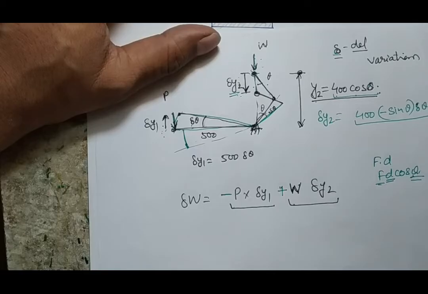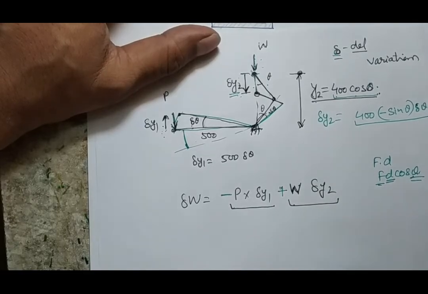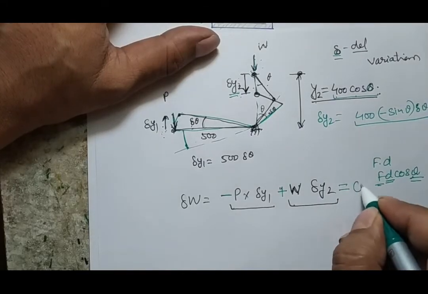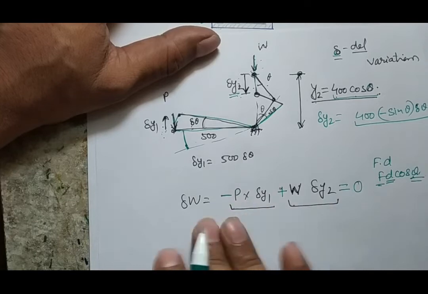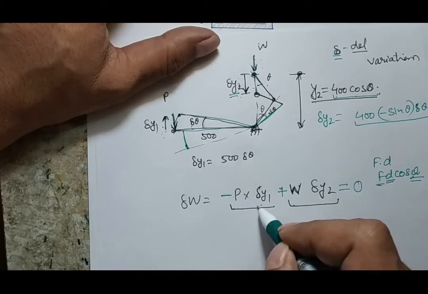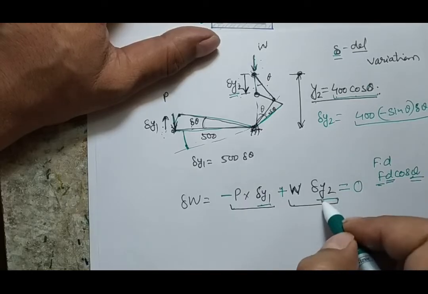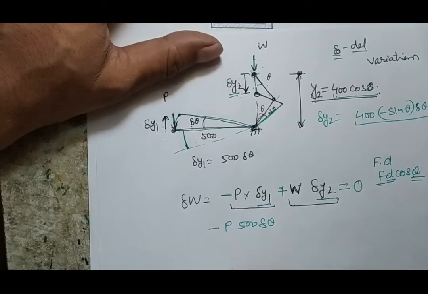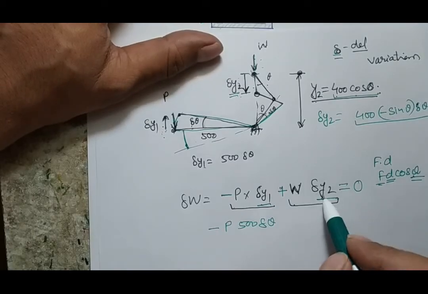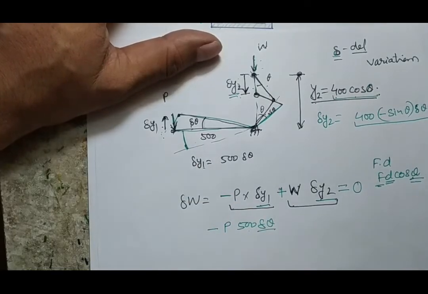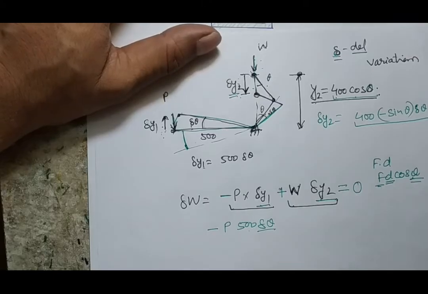After writing the virtual work equation, as we know that this is a virtual work done, actually it is not there, that means the total virtual work done will be 0. So when I see this equation, now I only have to find the relation between del y1 and del y2. Del y1 is already calculated, and that is minus P 500 del theta. Similarly, if I convert del y2 into del theta, I will have an equation where del theta can be taken common, and I will have an equation which is solvable.